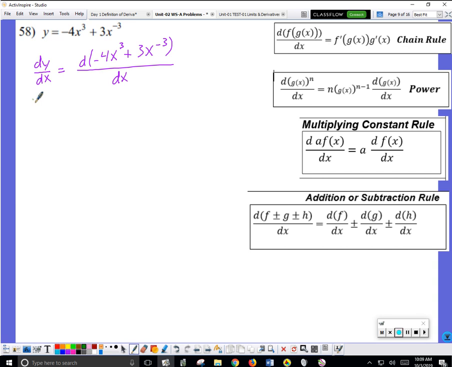Again, you've got to get used to using a lot of different symbols for dy dx. Another one you'll see all the time is this one, y prime. You've already seen that on the last unit.